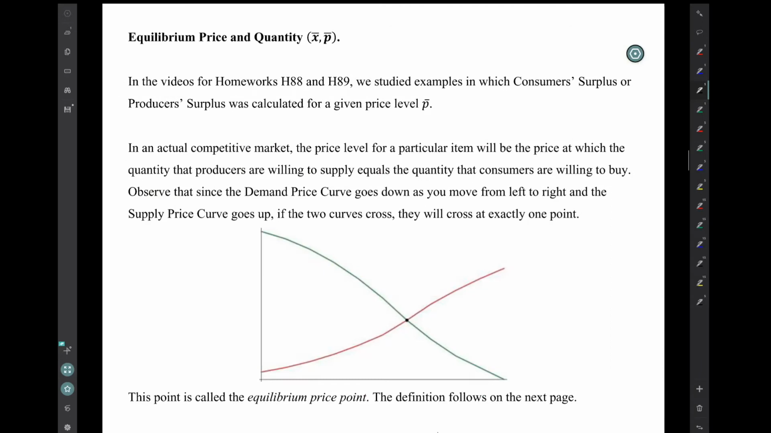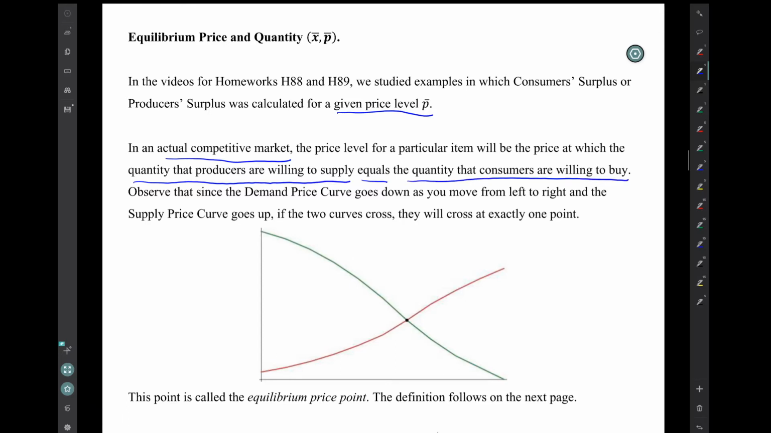Now I want to talk about equilibrium price and quantity. In the videos for the homeworks 88 and 89, we studied examples in which consumer surplus or producer surplus was calculated for a given price level, p bar. In an actual competitive market, though, the price level for a particular item will be the price at which the quantity that producers are willing to supply equals the quantity that consumers are willing to buy.